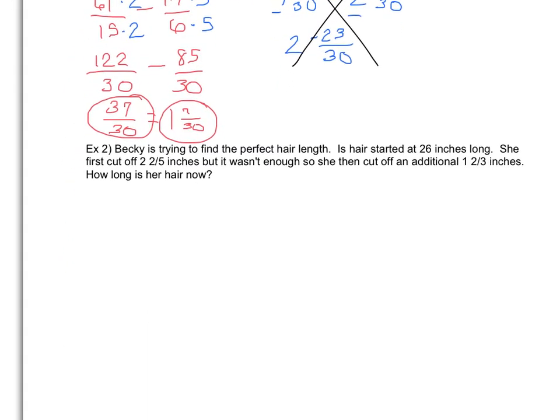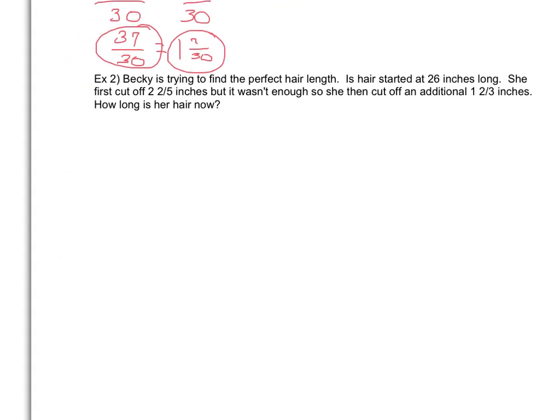Keeping those steps in mind as I move down to the second example, Becky is trying to find the perfect hair length. This is a little bit of a typo. It should say her hair started at 26 inches long. She first cut off 2 2/5 inches. It wasn't enough, so she cut off some more. She cut off an additional 1 2/3 inches. We want to know how long her hair is. So I'm just going to first subtract the 2 2/5 from 26. And then I'm going to subtract the 1 2/3.